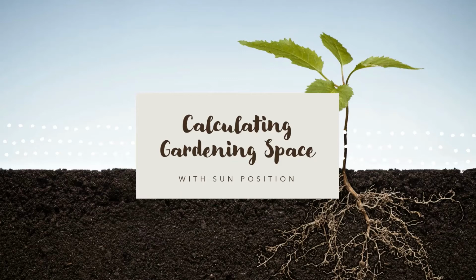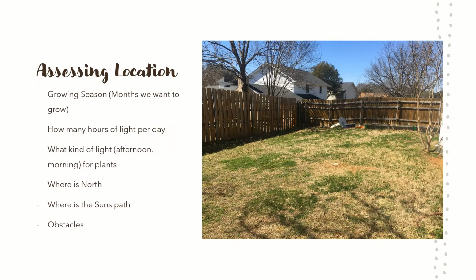to calculate the shade in the backyard and figure out how best to place the garden boxes in the back. The first thing we had to do was to assess the location, and that involved understanding the growing season, what times of the year we wanted to plant the garden, and when we could plant the garden, and then how many hours of light we would have per day to be able to grow with. What kind of light we were looking for depending upon the type of plants.